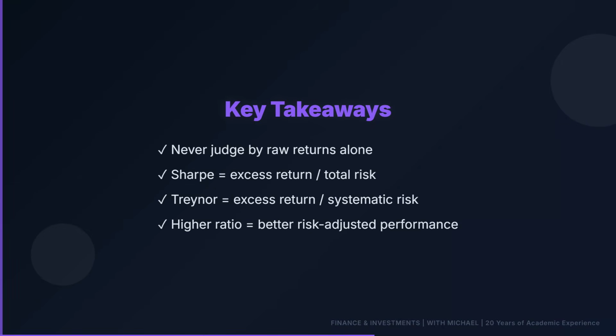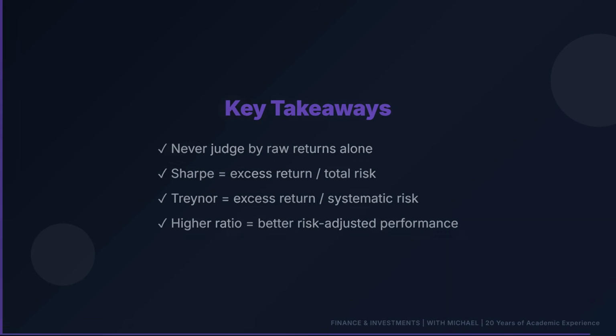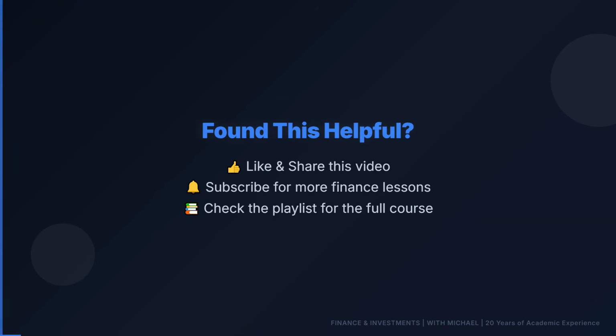Fourth, a higher ratio is always better for both measures. Fifth, the market itself serves as a benchmark. If your Sharpe or Treynor beats the market, you are adding value. These two ratios, along with beta, form the foundation of modern portfolio performance evaluation. Master them, and you will have the tools to critically assess any investment.